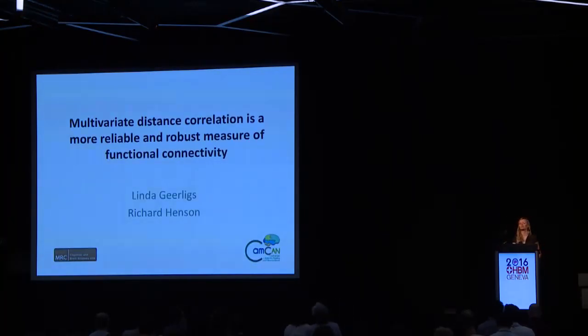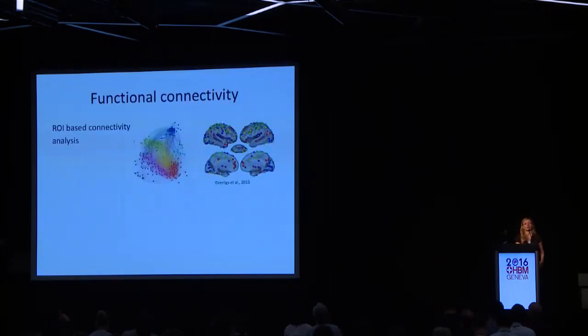Okay, so today I'd like to introduce this new measure of functional connectivity called distance correlation. Many analyses of functional connectivity are based on regions of interest. So we have these regions of interest scattered across the brain, and we look at the connectivity between each pair. Typically what we do is average across all of the voxels within a region of interest, and then we compute the Pearson correlation between any two pairs of regions.